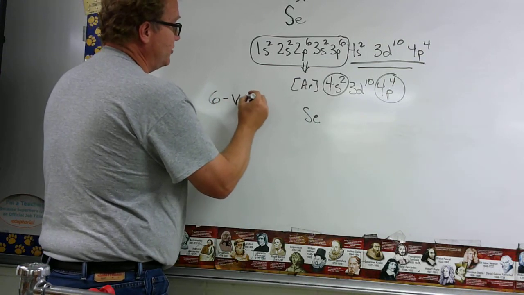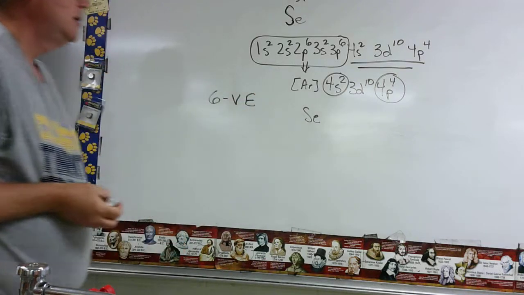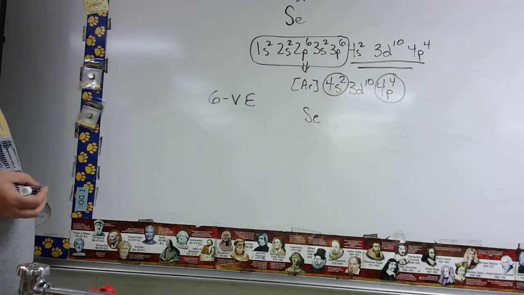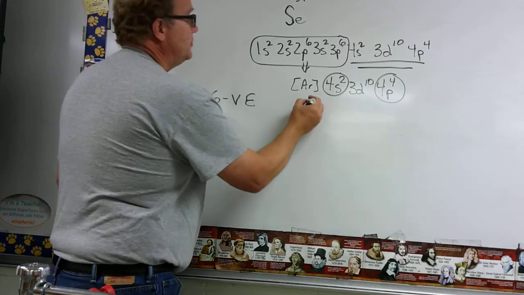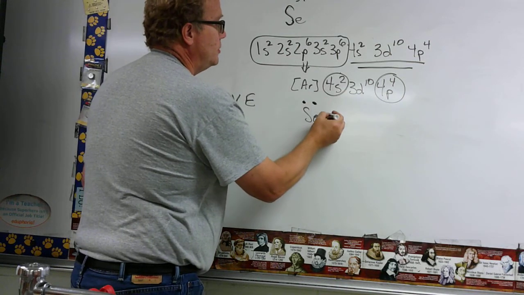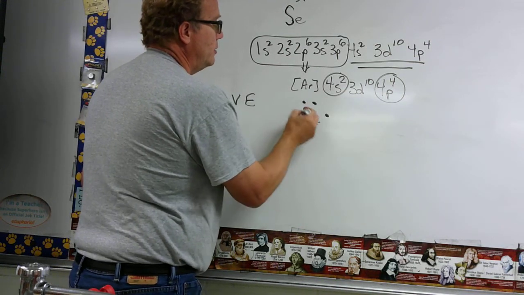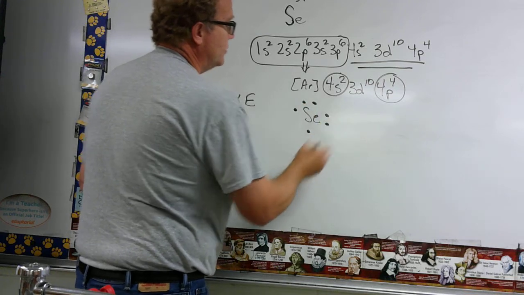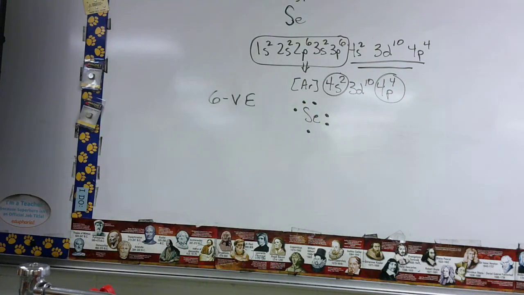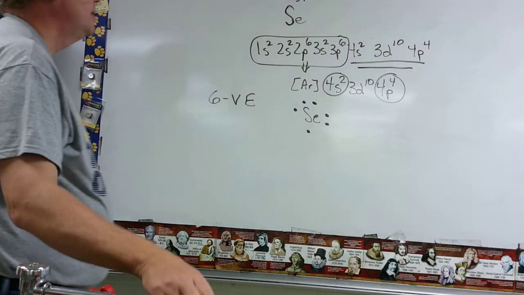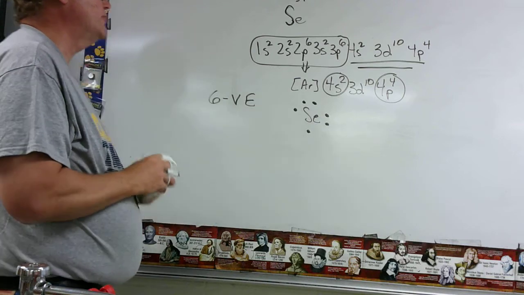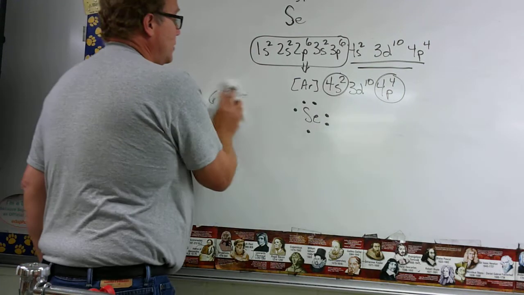I'm just going to put 6 VE, and then I'm going to put 6 dots. So it's going to be 1, 2, 3, 4, 5, 6. And we're going to wait to correlate that to what we're doing. So this would be what you're doing as far as a noble gas configuration, and also doing a dot diagram and determining your valence electrons. Let's go ahead and do another one.